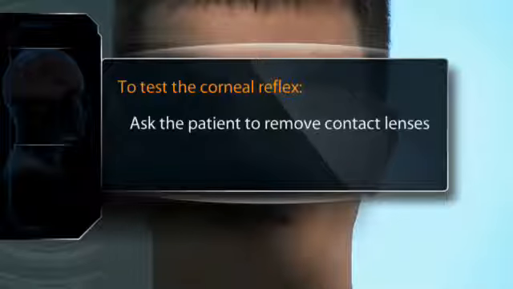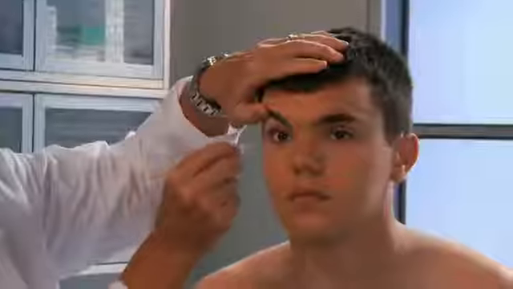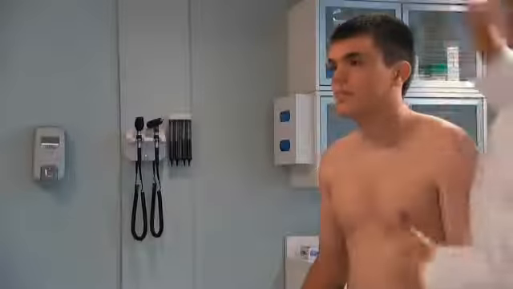To test the corneal reflex, ask the patient to remove contact lenses, which frequently diminish or abolish this reflex. Prepare a fine wisp of cotton. Ask the patient to look up and away from you. Approach the patient from the side, out of his line of vision, and lightly touch the cornea with the cotton.